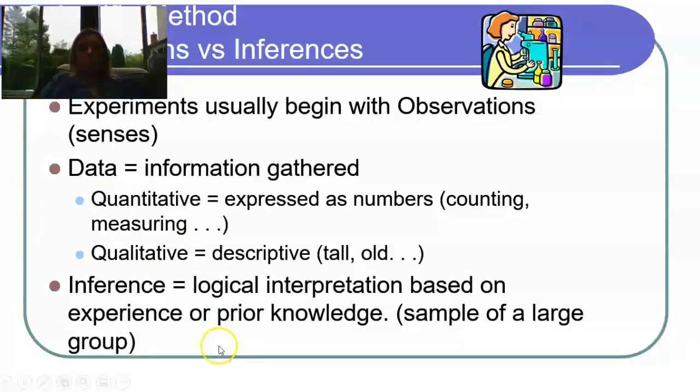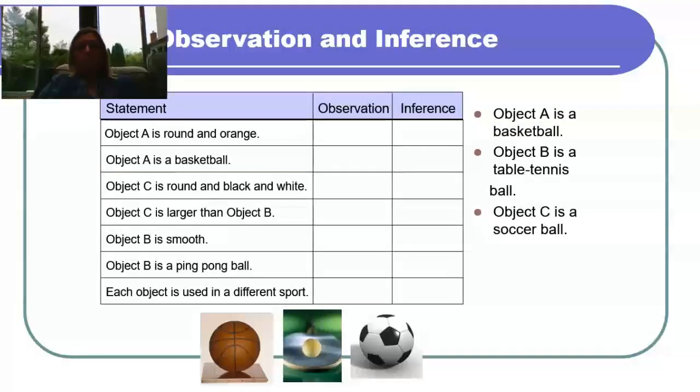An inference is something that you interpret based on what you come to the situation with. So your prior experience or your knowledge you came into the experiment with, right? And we talk about it in general, but that sometimes can be an opinion about something. So we're going to practice this here for a second. Here are some statements, and we're going to decide if these statements are observations or inferences. So if you look here at object A, now those of you who play sports, and even if you don't, you should know that this is a basketball.